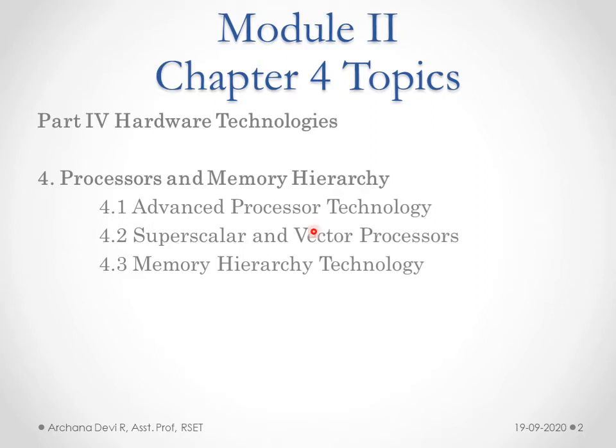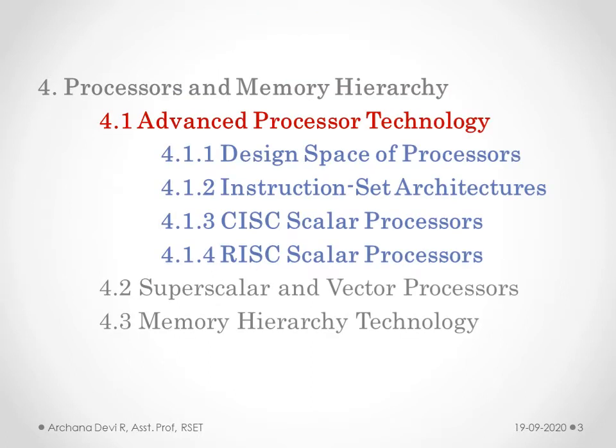So Chapter 4 contains these three sections which you will have to learn. In this we'll be seeing processors and memory hierarchy, where the first two sections cover processors and the last section discusses memory hierarchy technology. So in this video lecture, we'll be covering the topics under 4.1 Advanced Processor Technology. These are the four sections which you have to learn under this section.